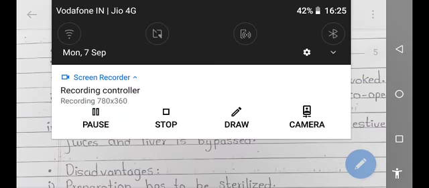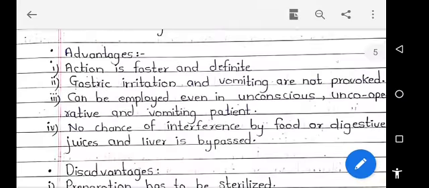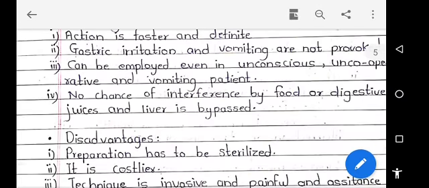So in that case the patient does not get the proper therapeutic actions. So at that time the parenteral route of drug administration is used.